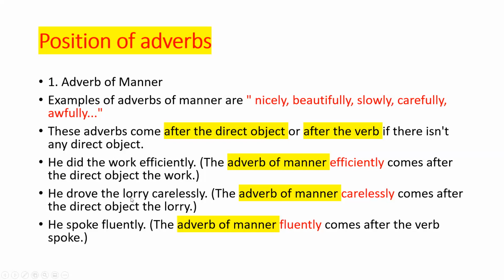He drove the lorry carelessly. The adverb of manner carelessly comes after the direct object, lorry. He spoke fluently. The adverb of manner fluently comes after the verb spoke. In this case, we don't have a direct object, then the adverb goes immediately after the verb.